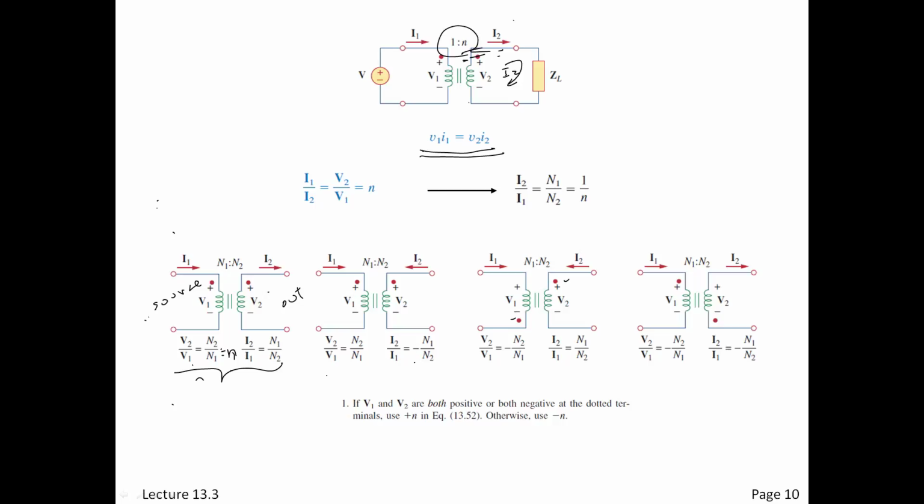This is N. Okay. And if I1 and I2 are both enter or both leave, use minus N, right? So this case and this case are both enter, so use minus N, right? Otherwise, use plus N. Okay? Simple rules, I guess, to remember. To be honest with you, I always carefully work it out with my fingers and a pencil.